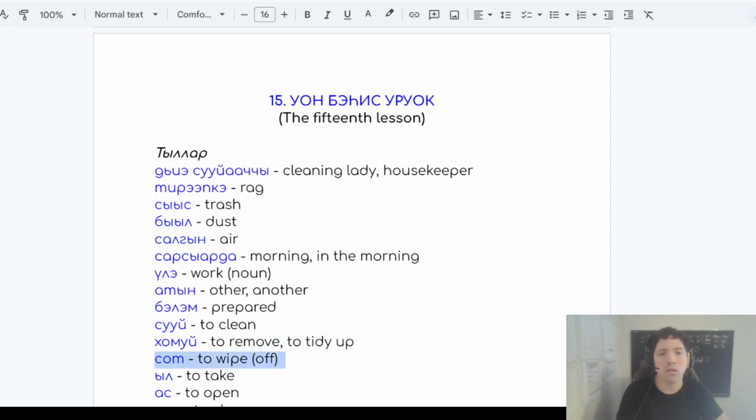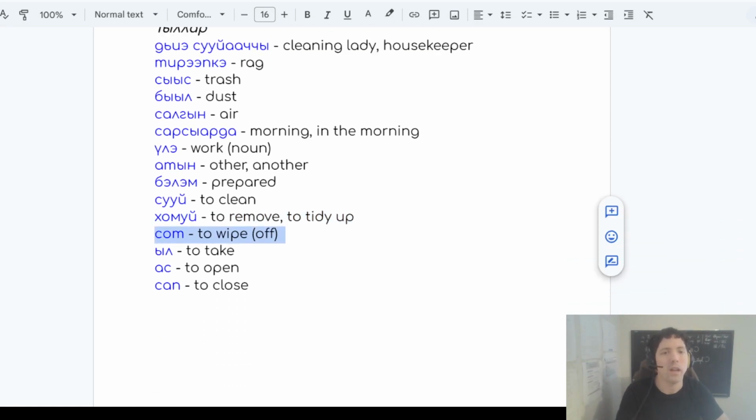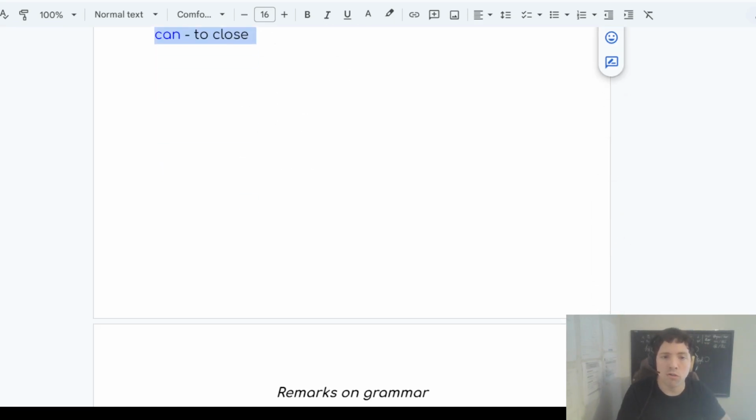Sot, to wipe off. I told my old teacher we don't say to wipe unless you talk about the bathroom. We say wipe off, but in Sakha you can just say sot all the time. Ul, to take. As, to open. And sap, to close. Very useful verbs.